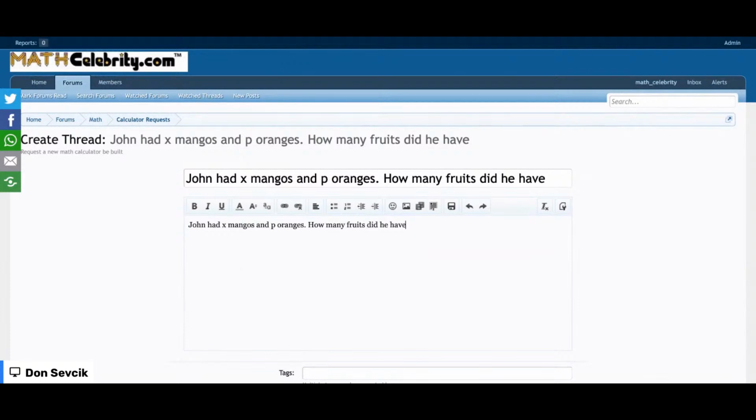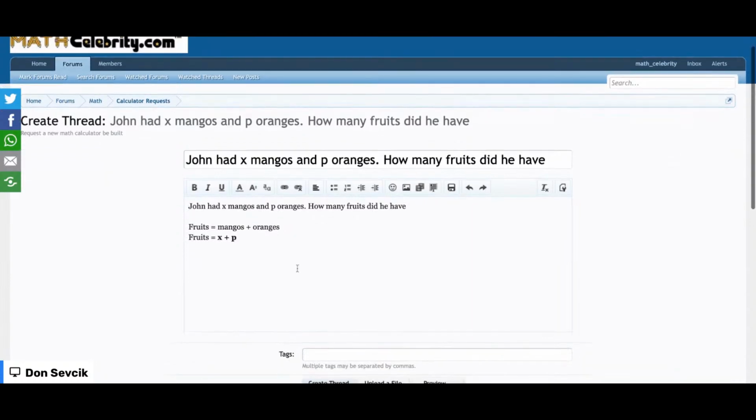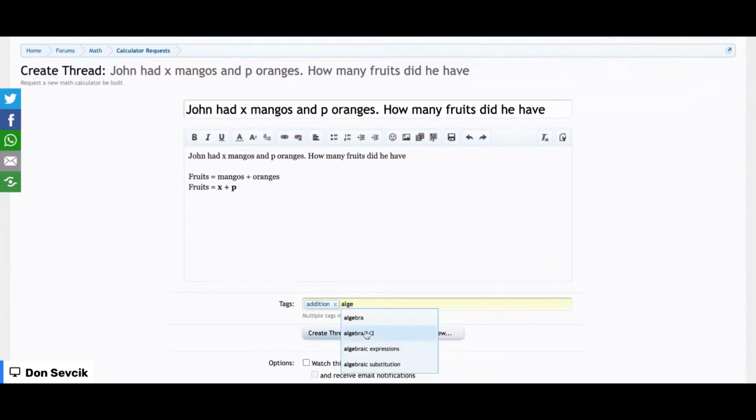John has X mangoes and P oranges. How many fruits did he have? Fruits equal mangoes plus oranges. Fruits equal X plus P, and that is it. It's just addition. Also an algebraic expression.